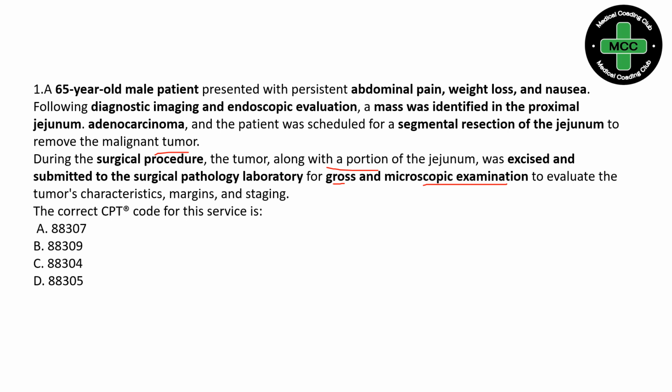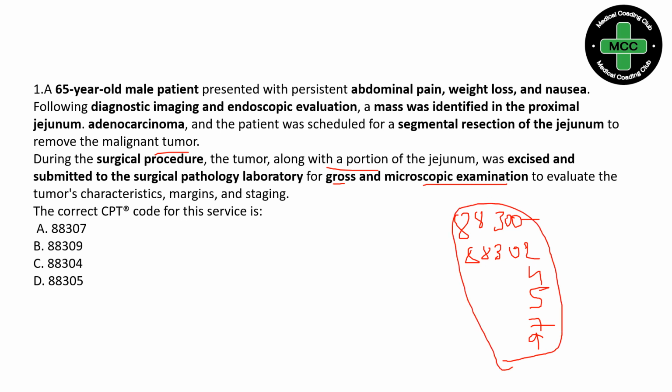So here the concept is surgical pathology. You should know that under surgical pathology we have various levels. The code starts from 88300, which is only a gross examination, and then 88302, 88304, 88305, 88307, and 88309. All of these levels are unique based on the procedure complexity.